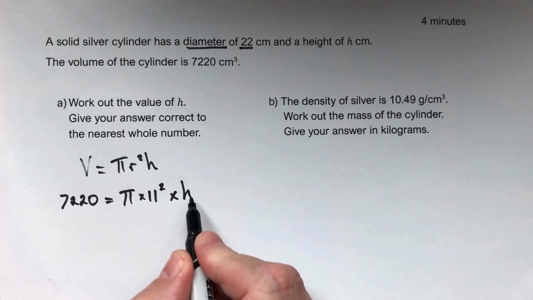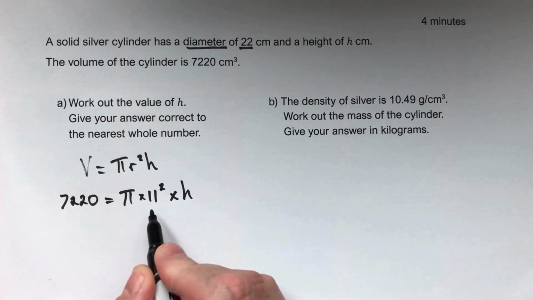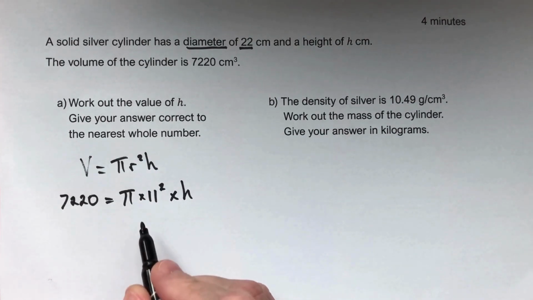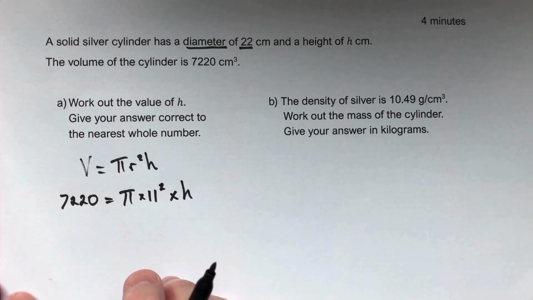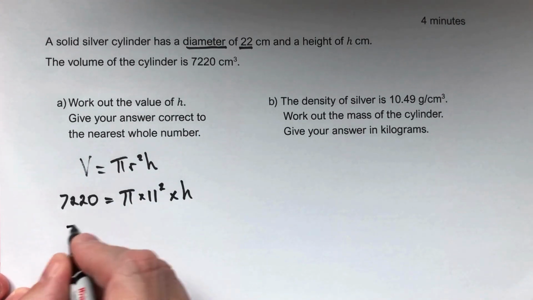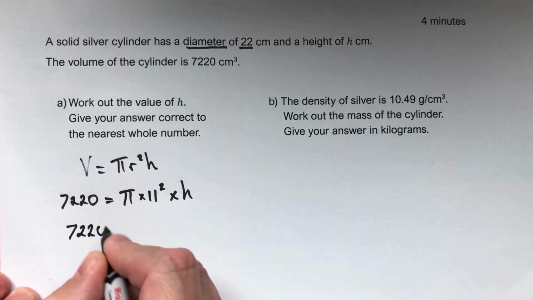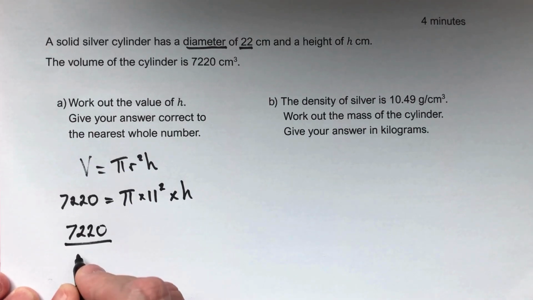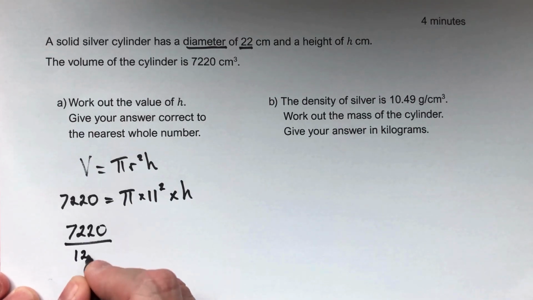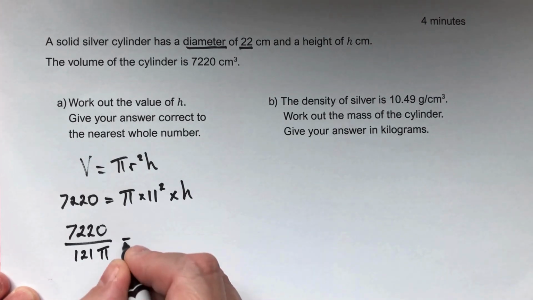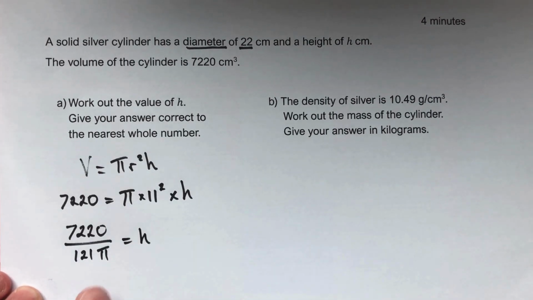Now here's the h we need to find. We don't want it multiplied by pi times 11 squared. So we'll divide both sides of this equation by pi times 11 squared. That gives us 7,220 over pi times 11 squared, or 121 pi, equals h.